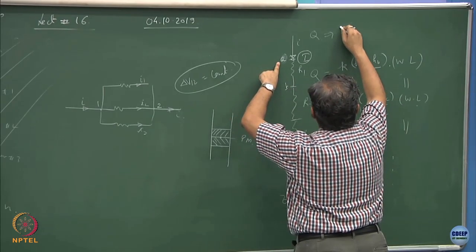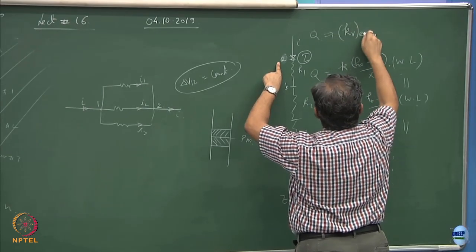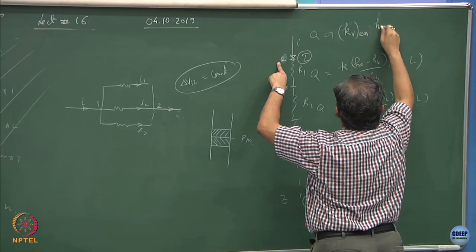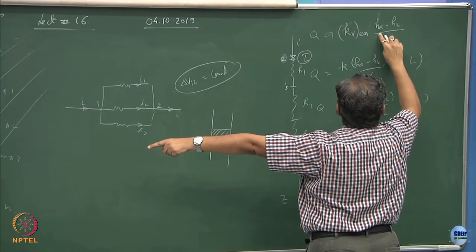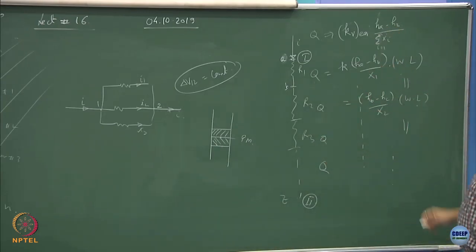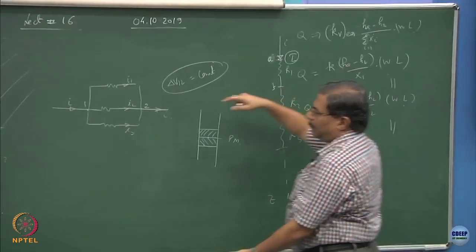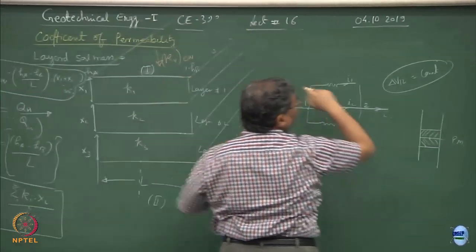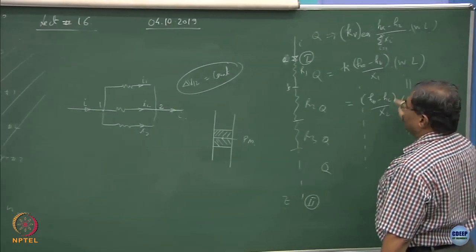So, this will be equal to K vertical equivalent multiplied by i. So, i will be HA minus HZ upon L. What is the value of L? Sigma xi. Is this okay? Fine. Multiplied by W into L. This L is nothing but the total length of the system, the total length of the flow, and your area of cross section will be L multiplied by W. Fine. So, this is going to be the same as each one of them.